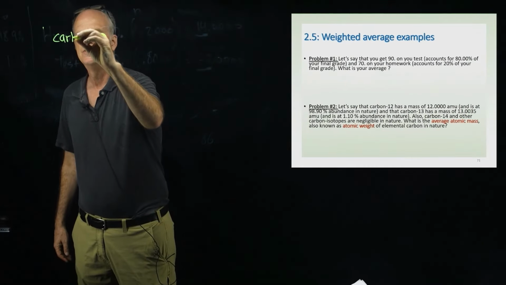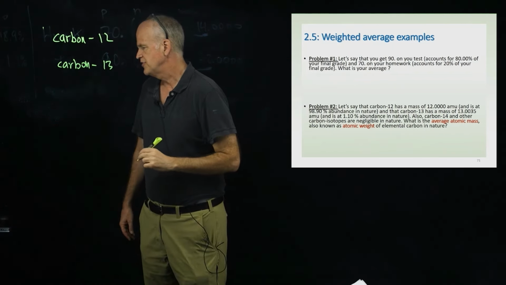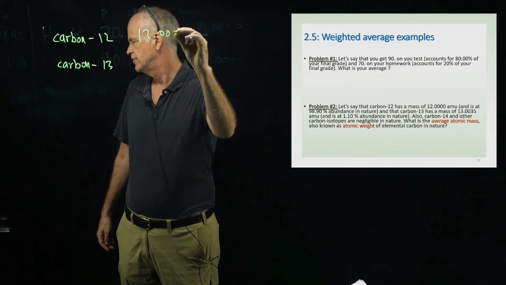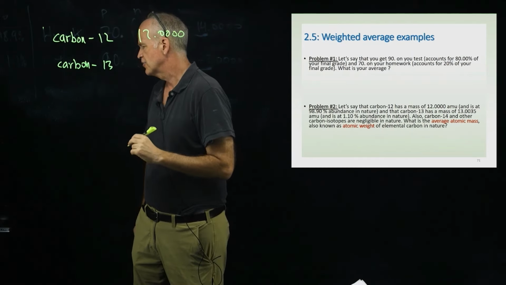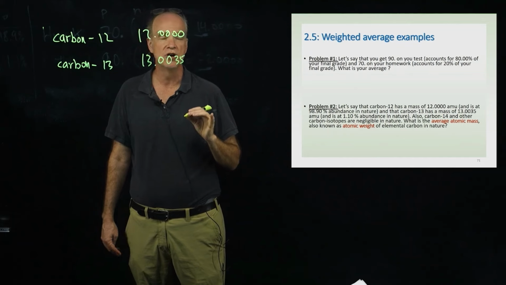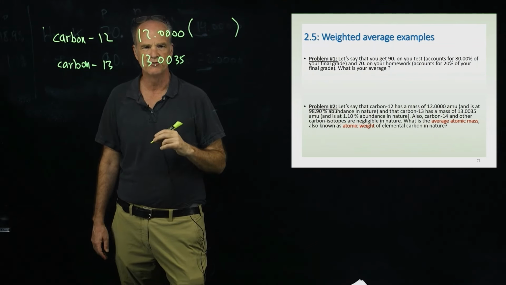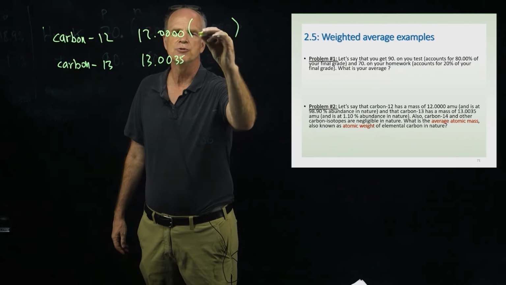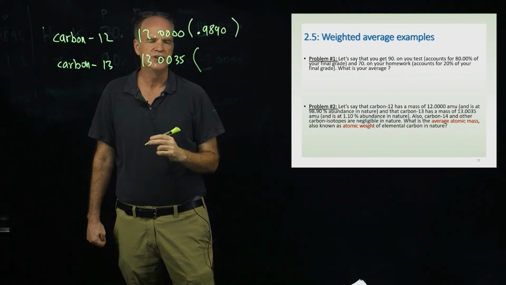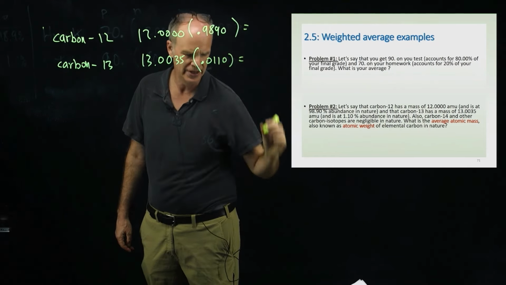So we have carbon 12 and carbon 13. Let's write down what the atomic mass for carbon 12 is. It is 12.0000, and I'm just going to leave out AMU. For carbon 13 it is 13.0035. Now the first thing we're going to do is multiply each of these numbers by their abundances. So we're going to convert the abundance of these isotopes into their decimal forms. Carbon 12 is 98.9%, so we're going to multiply by 0.9890. Carbon 13's abundance is 1.1%, so the decimal form of that is 0.0110. And so we'll go ahead and do that and see what numbers we get.